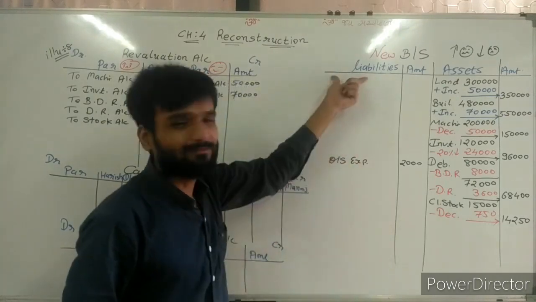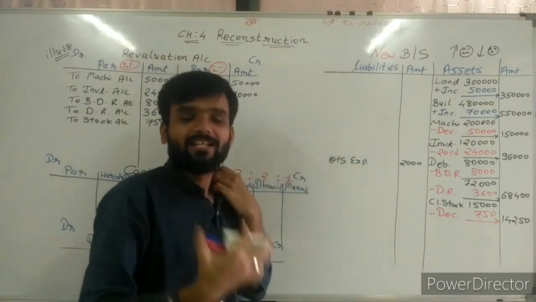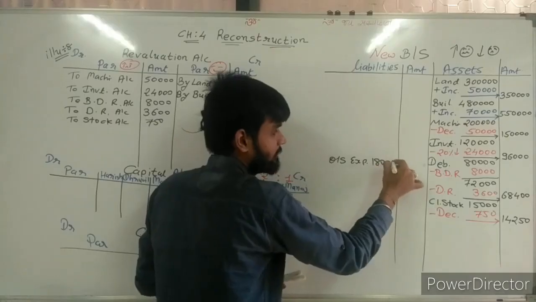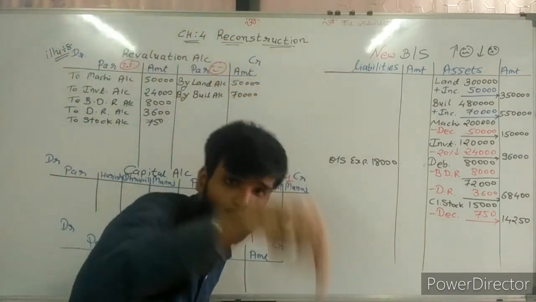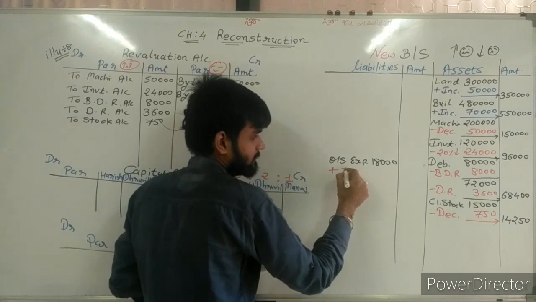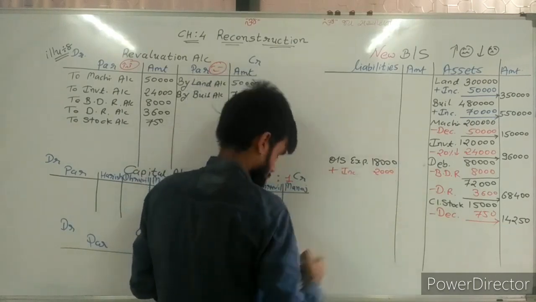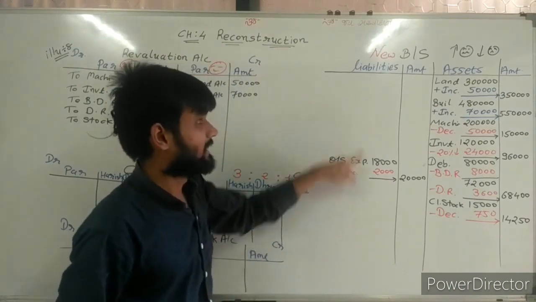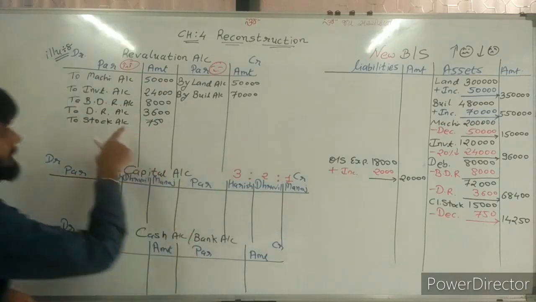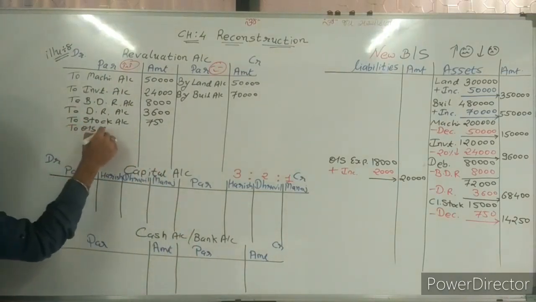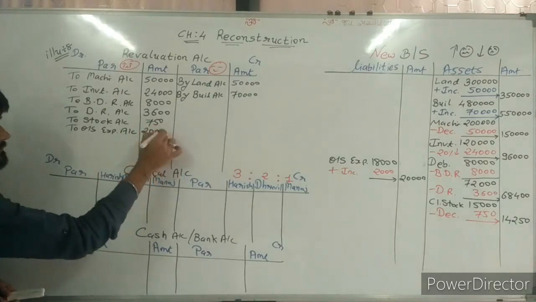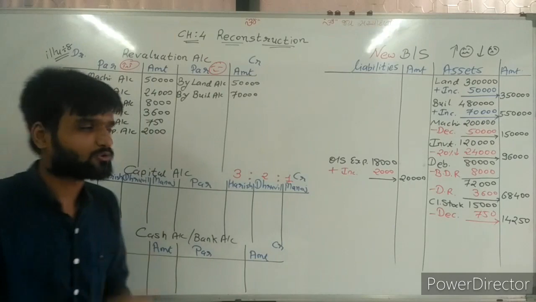Now sir, liability increases. There was no liability, now it increases. Outstanding expense 18,000. Yes sir, in the balance sheet, outstanding expense 18,000 is already given, and 2000 we need to record. So plus, increase 2000. Outer columns are 20,000. Sir, but liability increase said means debited to outstanding expense account 2000 rupees. Outstanding expense account 2000 rupees.